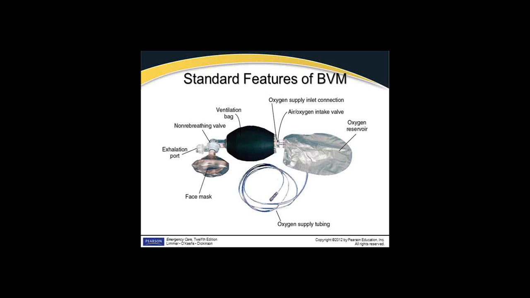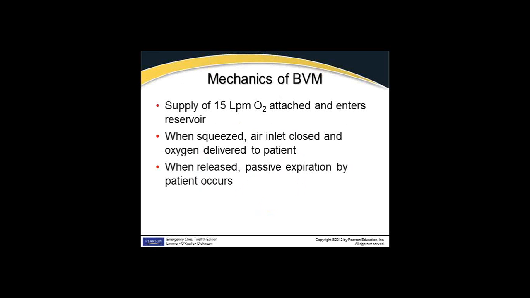And remember, you're going to squeeze the bag until you see the chest start to rise. Once the chest starts to rise, you let go. You stop blowing in, you let them exhale. So the mechanics of our bag valve mask: it supplies us with 15 liters per minute of oxygen, attached and entering the reservoir. We can crank it up above that. We can actually use it without any oxygen if we had to, if we ran out of oxygen.